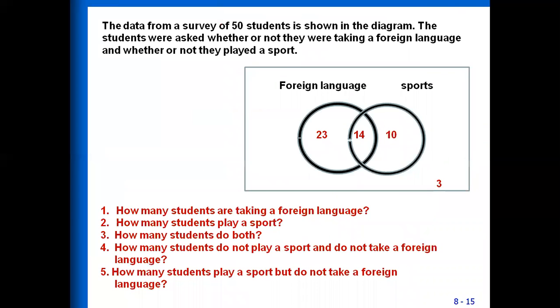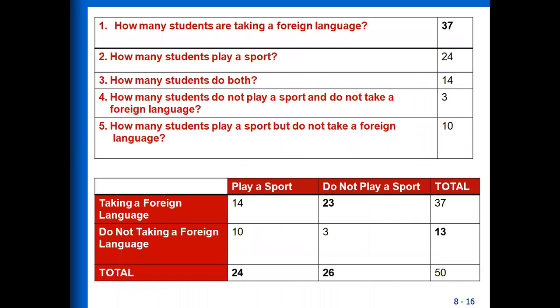This is another example, in which data related to knowledge of foreign language and playing habits regarding sports are taken from 50 students. The students who have learned the foreign language are 37. Students who play sports are 24. Students who play sport as well as have knowledge of foreign language are 14. And students who do not play sports and have knowledge of foreign language are 3.